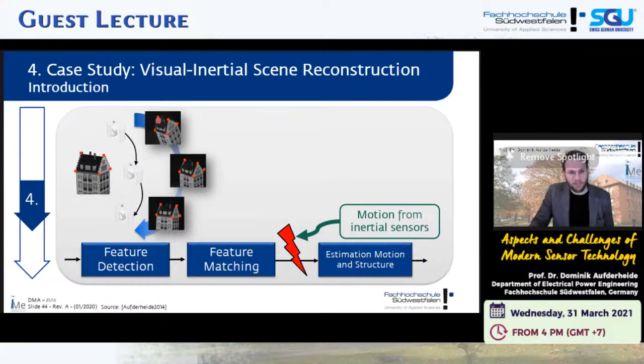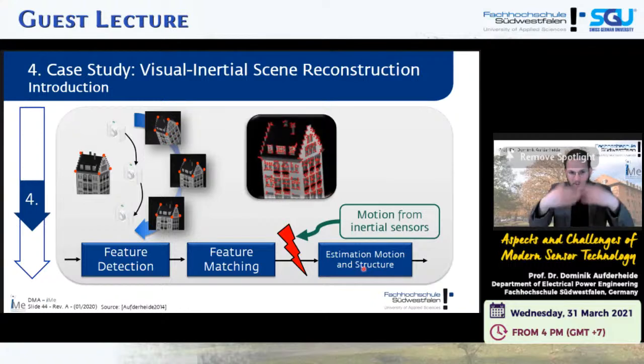So we can assume we can detect these feature points in all the images, and when we can detect them in all the images, we can match them. Then we know how a feature point moves through an image sequence. From this information, it is possible to derive two sets of information. One is the motion of the camera, so we can derive how the camera has moved from one frame to the other. And we can derive the structure of the object.